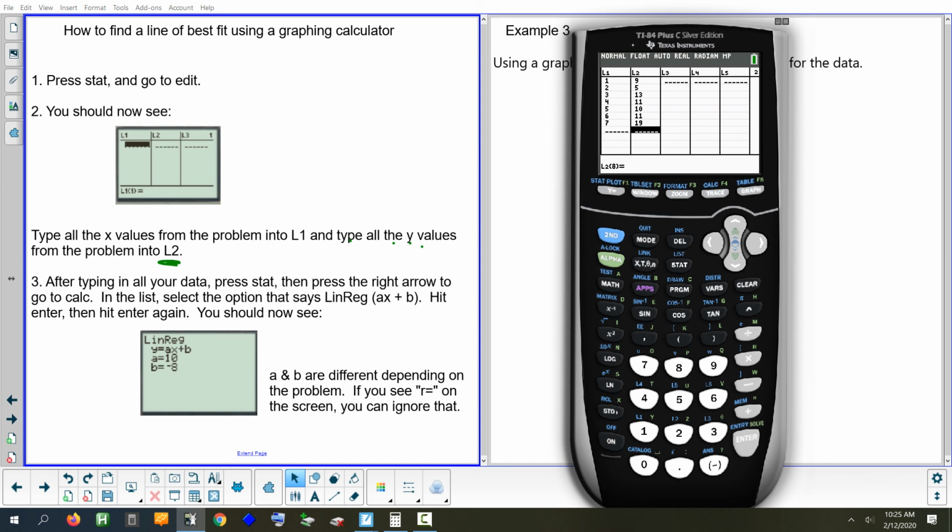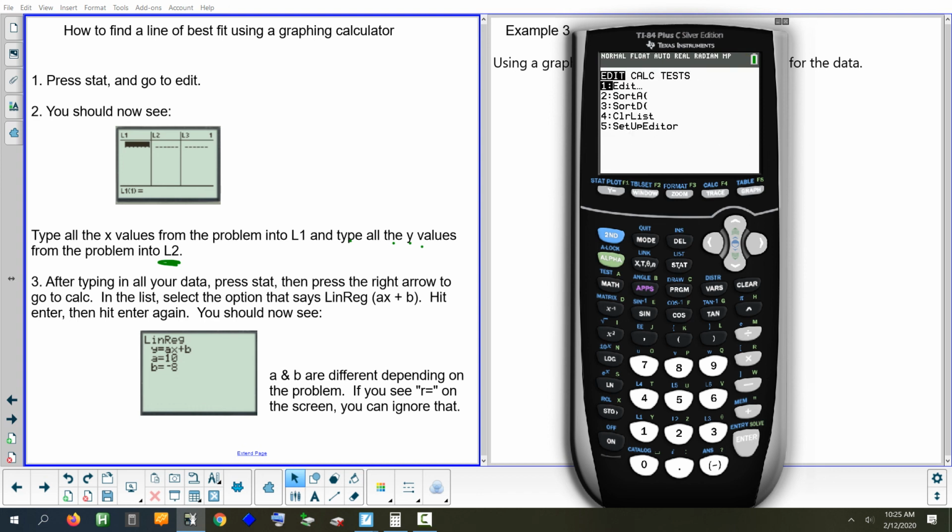So now, it says after typing in all your data, press the stat button again. So press stat. Now you should be back at that screen. Now, don't do this, just watch me. If you went to edit, you could go back and fix the numbers again. We're not going to edit because we've already typed them in.